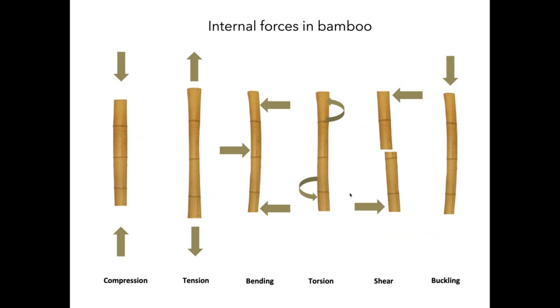Torsion, which is a kind of natural torsion that happens when bamboo is growing. Because it's a plant, it doesn't grow just straight up like a tree. Actually, as bamboo grows, it kind of twists. So the fibers twist in on themselves. That gives it extra strength.